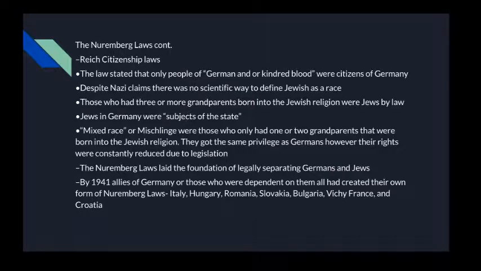The Reich citizenship laws were also a part of the Nuremberg Laws, and these stated that only people of German and kindred blood were actual citizens of Germany. Despite the Nazi claims that there was no scientific way to define Jewish as a race, those who had 3 or more grandparents born into the Jewish religion were Jews by law, and Jews in Germany were subjects of the state. Mixed race were those who only had 1 or 2 grandparents born into the Jewish religion, and they got the same privileges as Germans.